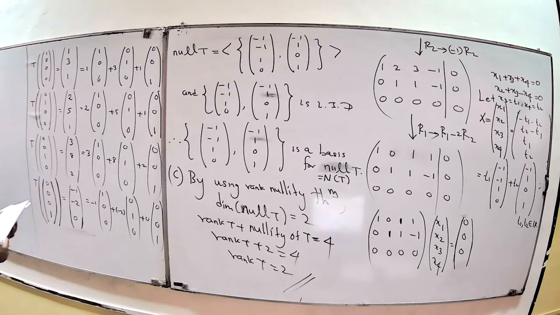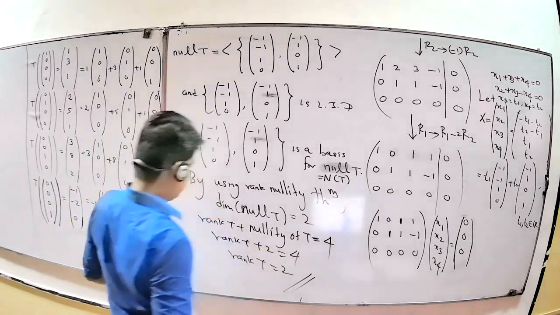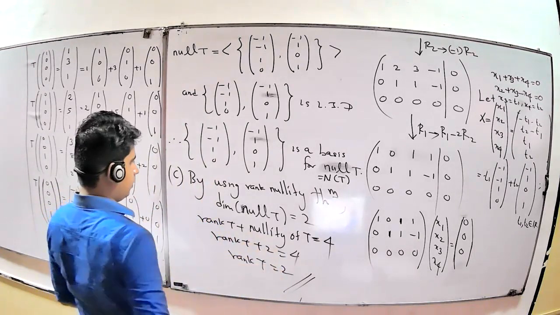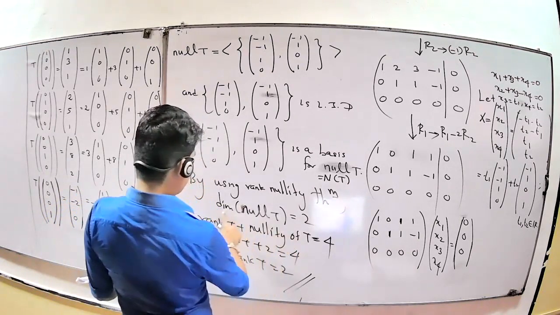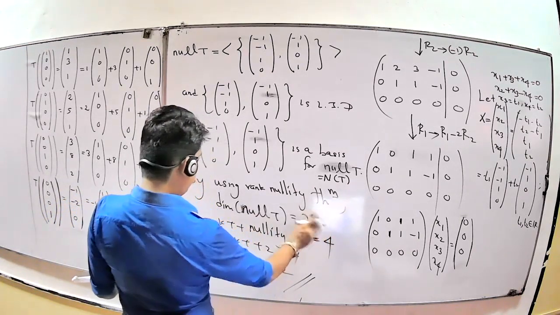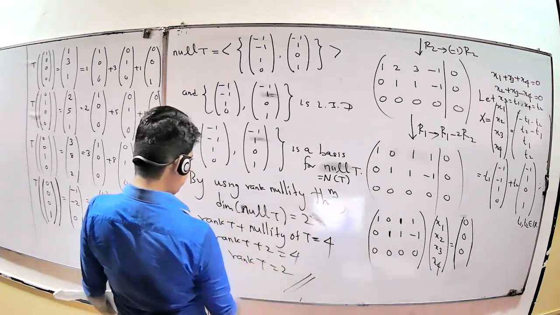Nullity of T means the dimension of kernel of T. Here the dimension of kernel of T equals the dimension of null of T, that's 2. Understand? Therefore nullity is 2, and rank of T is 2.